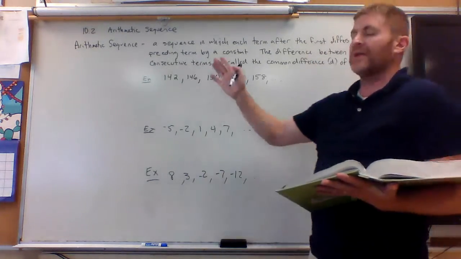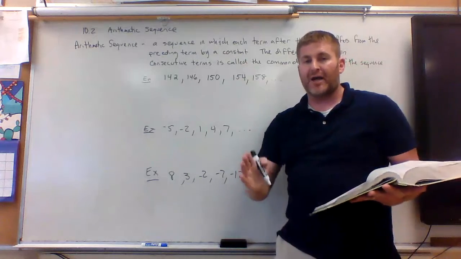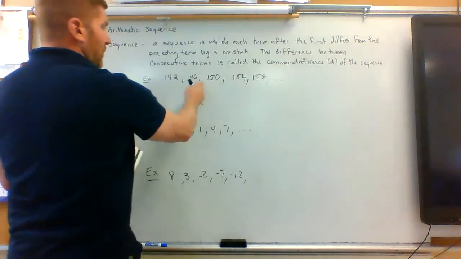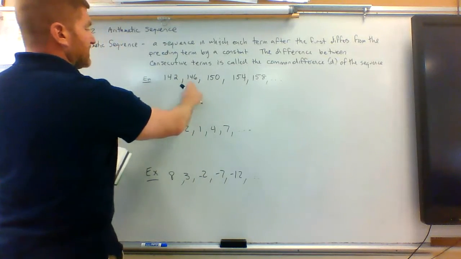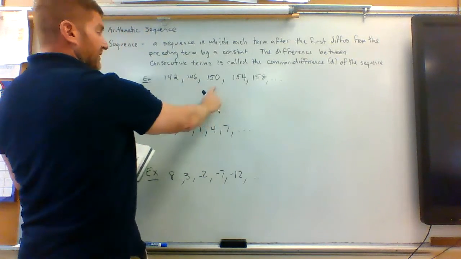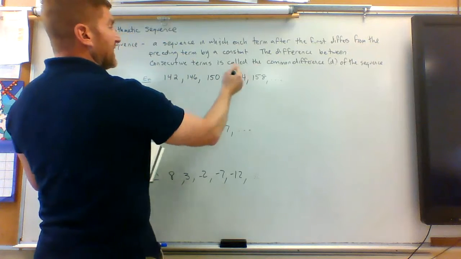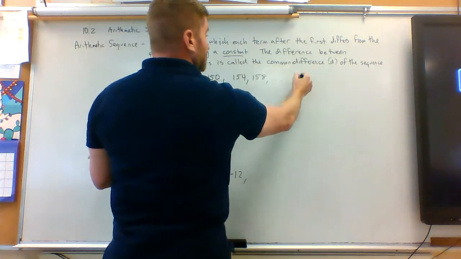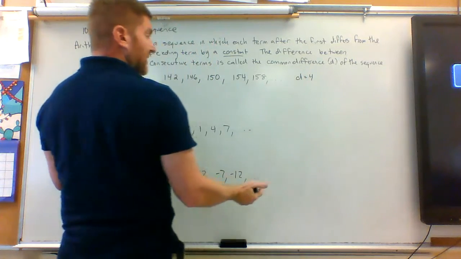So really, it is: are you adding or subtracting to go from one term to the next? So you can see that you're adding 4 to get from 142 to 146, 146 to 150. It differs by a constant. In this case, it's a positive 4. So in this case, d would be 4, the common difference.